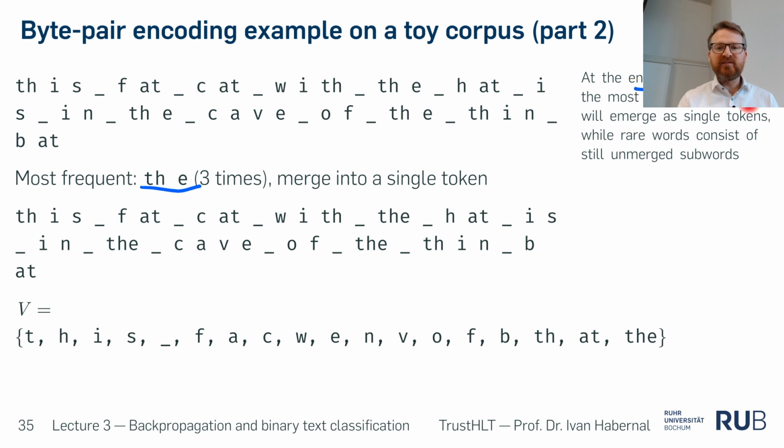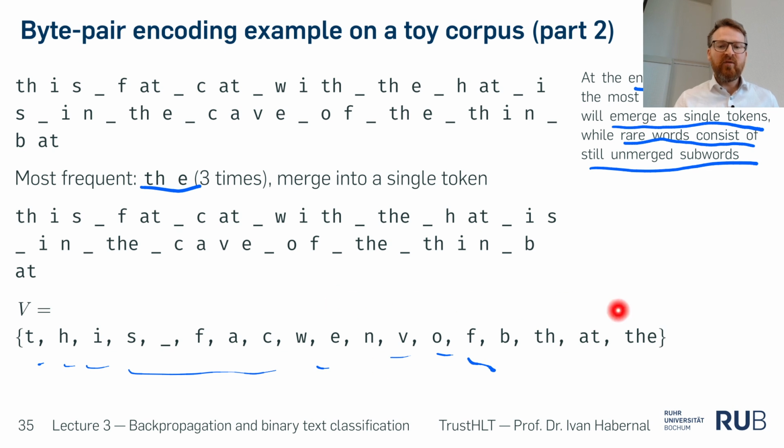So at the end of this process, the most frequent words will emerge as single tokens, and rare words consist of still unmerged subwords. So a rare word, like here, cave, is still a combination of letters which we all have in the vocabulary, but some common words such as AT and THE, which are actual words in daily use, will be their own tokens. So this will prevent out-of-vocabulary words, and then we can tokenize each text into these sort of character tokens, and that's it. Does it make sense?